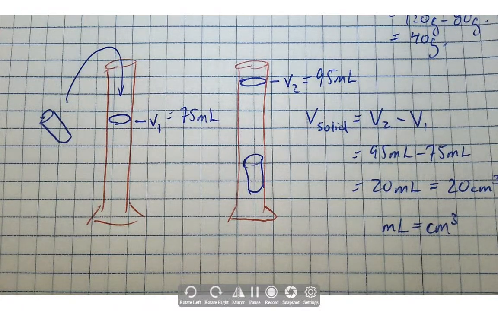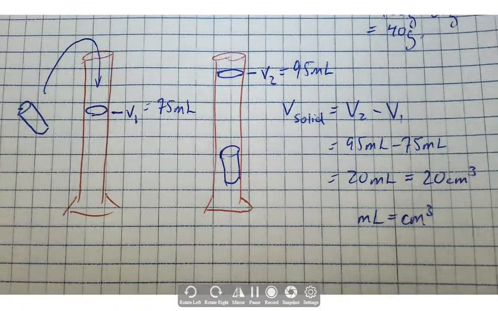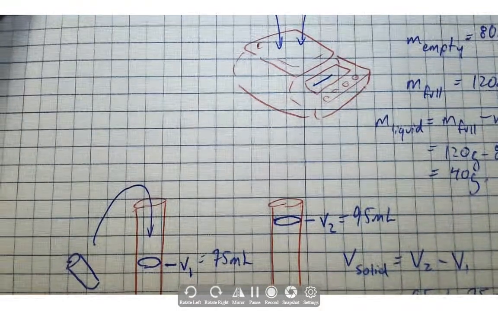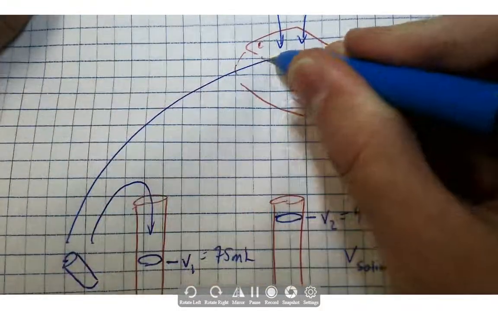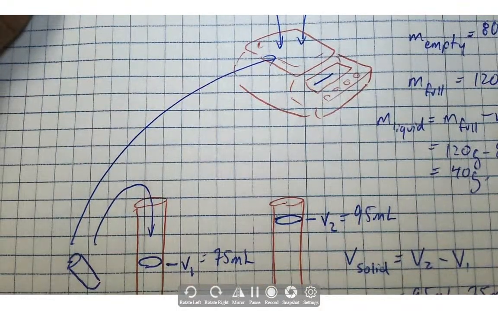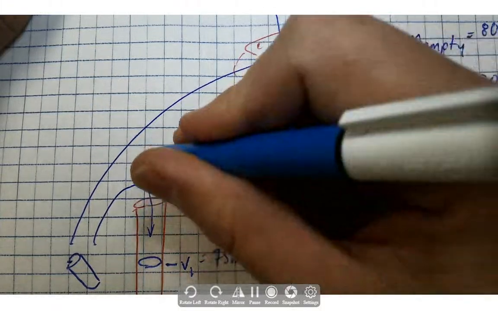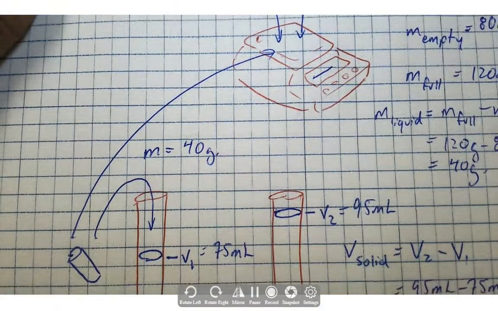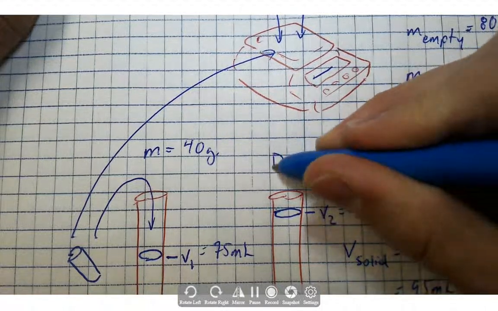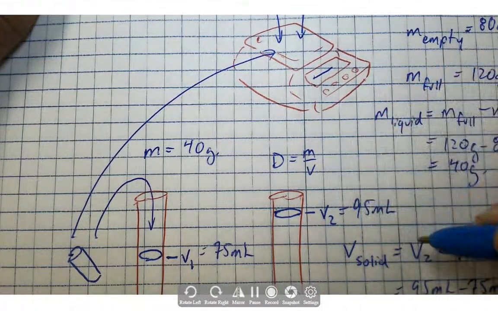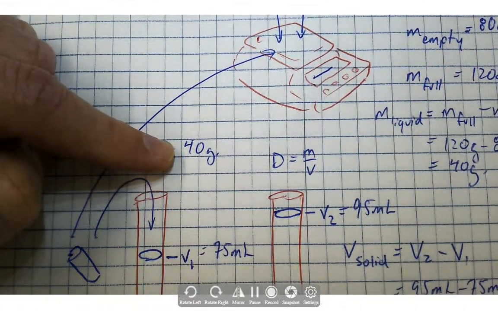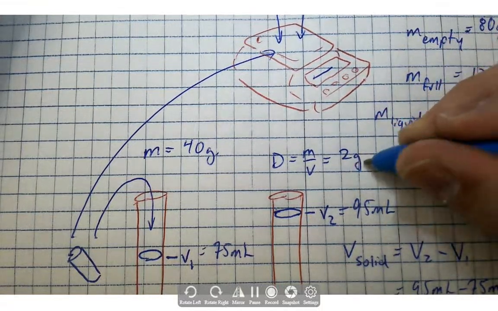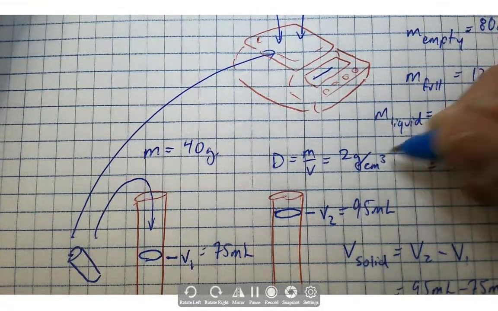And then again, if we knew the mass of that solid, then we could calculate its density. We could easily find the mass of that solid by taking it and putting it onto our electronic balance. Of course, we would zero it first. And if we found its mass to be 40 grams, now we've got a situation where we can calculate D is equal to M over V. And we've got 40 divided by 20. And we could say that it's 2 grams per centimeter cubed.